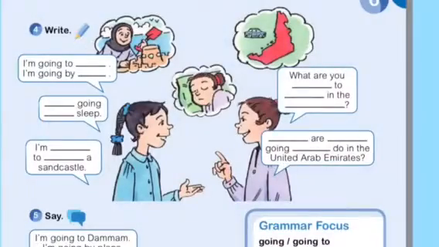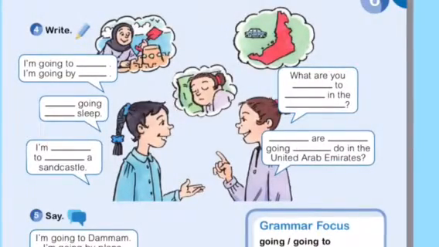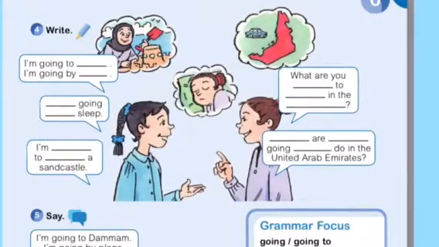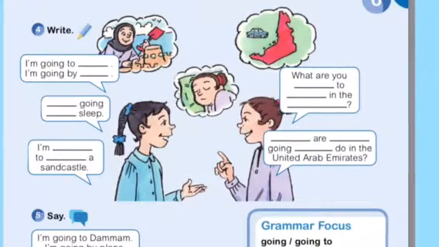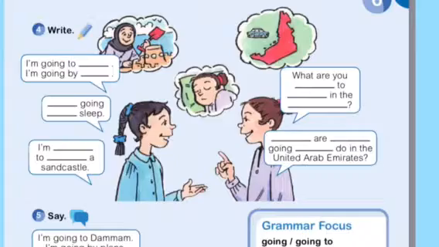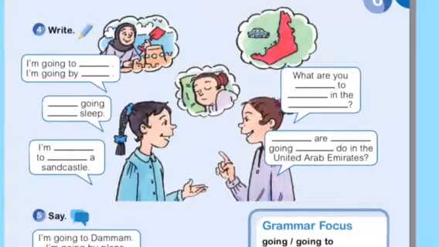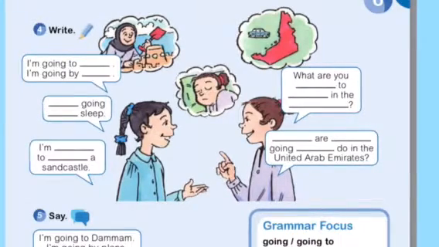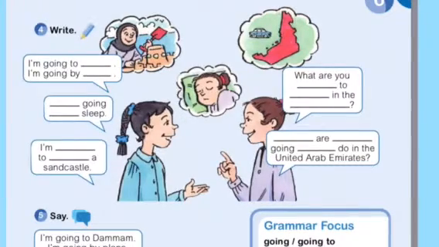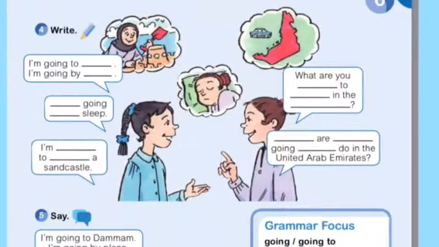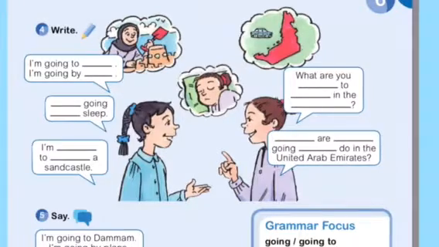The conversation is between two girls. Let's try to complete the conversation. One girl is building or making a sandcastle, the first picture. The second picture, a girl is sleeping. Then the third picture, we have the map of the United Arab Emirates and a car. Okay, so let's start from the left side.